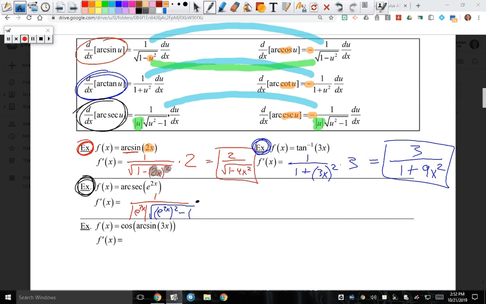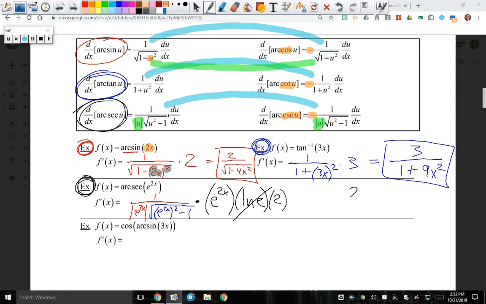E to the 2x, that's the carbon copy, times 2. If you need me to repeat it, it's the carbon copy times the natural log of the base, which we know is just what? 1. So you don't have to write that down. But times the derivative of the power. And this would simplify to this. This is how I want you to write. So we know that natural log of e is just 1. We don't have to write that.